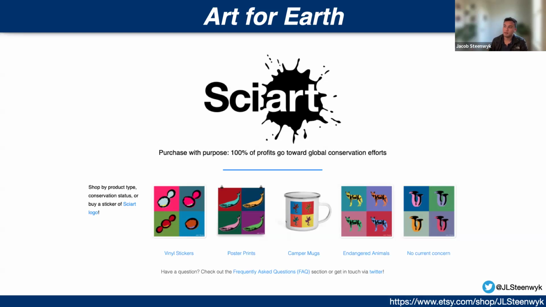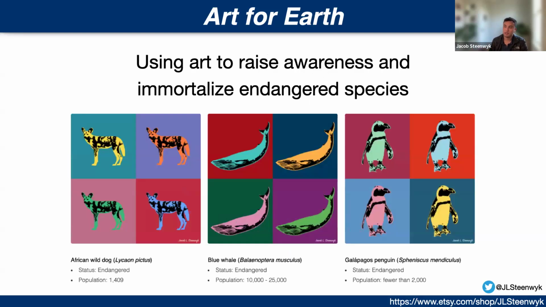So I made these Andy Warhol styling portraits of different endangered species to raise awareness about their endangered status and, in a very fantasized sense, immortalize them by giving them a portrait. And see, these are different ones of the African wild dog, the blue whale, and the Galapagos penguin.